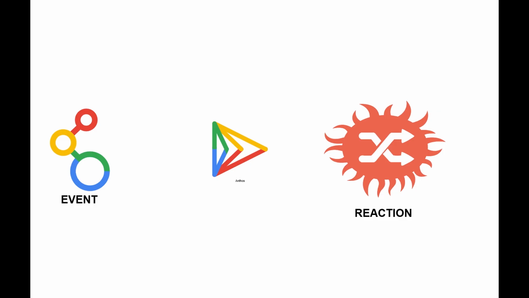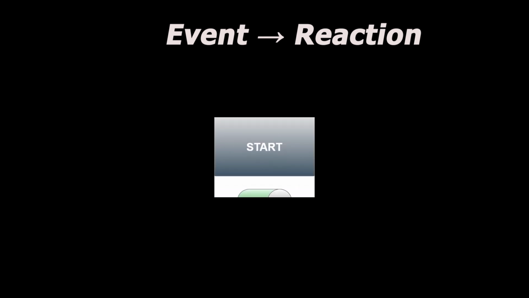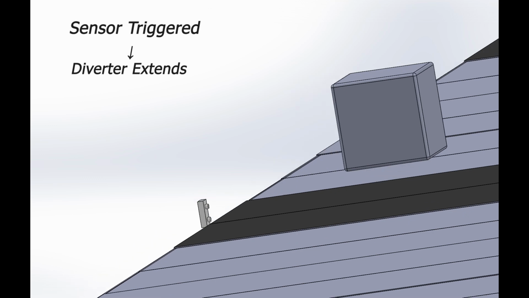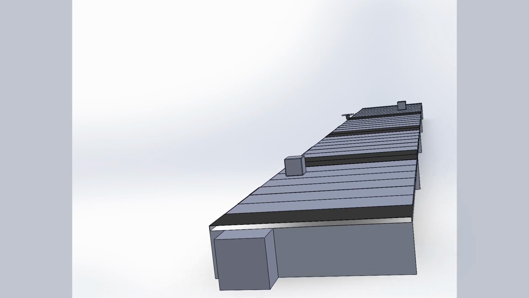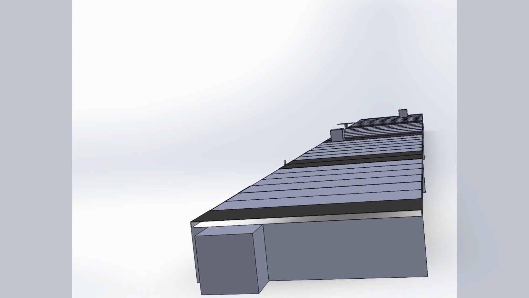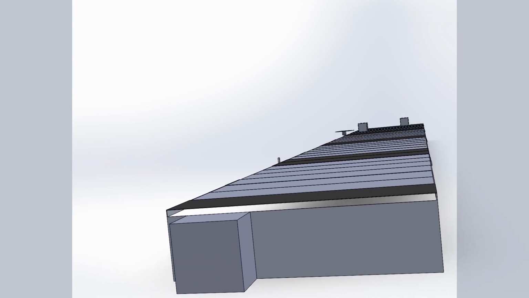Every event produces a reaction. The machine doesn't guess. It responds according to how it was designed. But how does the machine know which reaction is the correct one? That's where automation logic begins.